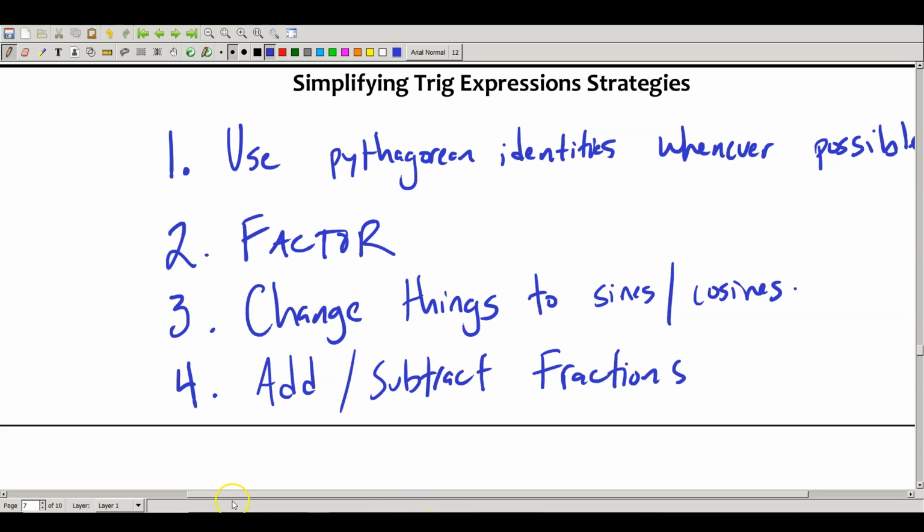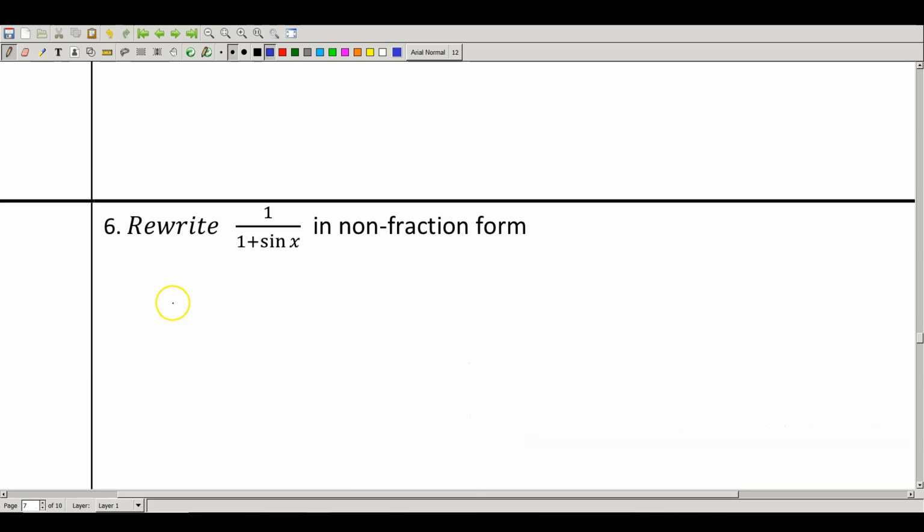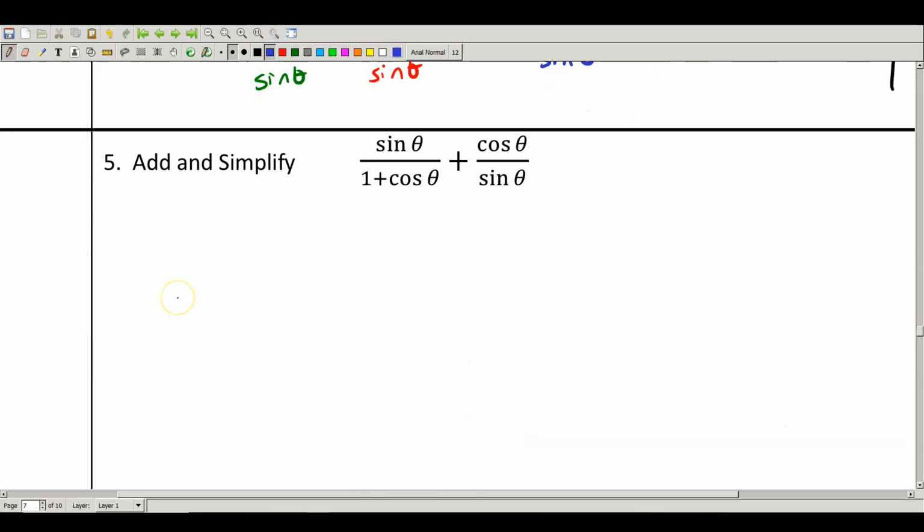In this problem, we have an expression and there are no Pythagorean identities there. There's nothing squared, so definitely not going to utilize that right away. There's nothing to factor. Everything's already in terms of sine and cosine. It even says to just go ahead and add this. The next step here is clearly to combine these fractions.